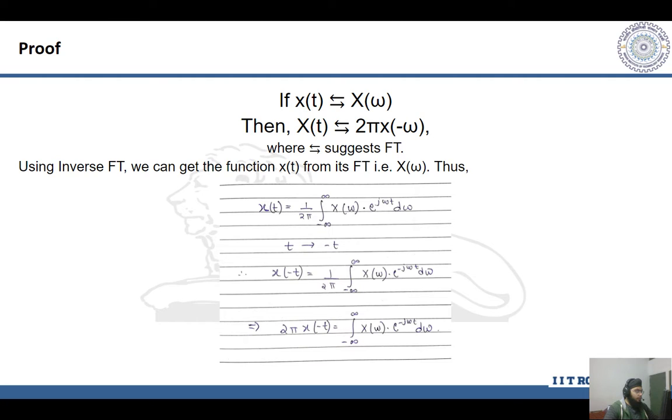For the proof, we know that using the inverse Fourier transform we can get the function small x of t from its Fourier transform, that is, capital X of omega. Thus, using x of t is equal to 1 by 2 pi integral of capital X of omega e to the power j omega t d omega, and changing t with minus t, we get the following equation. Taking 2 pi to the other side, we get 2 pi x of minus t equal to the integral from minus infinity to infinity of capital X of omega e to the power minus j omega t d omega.